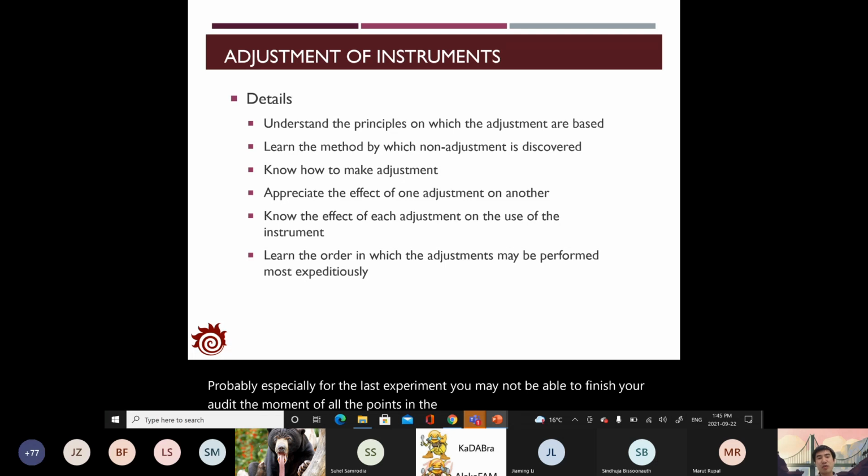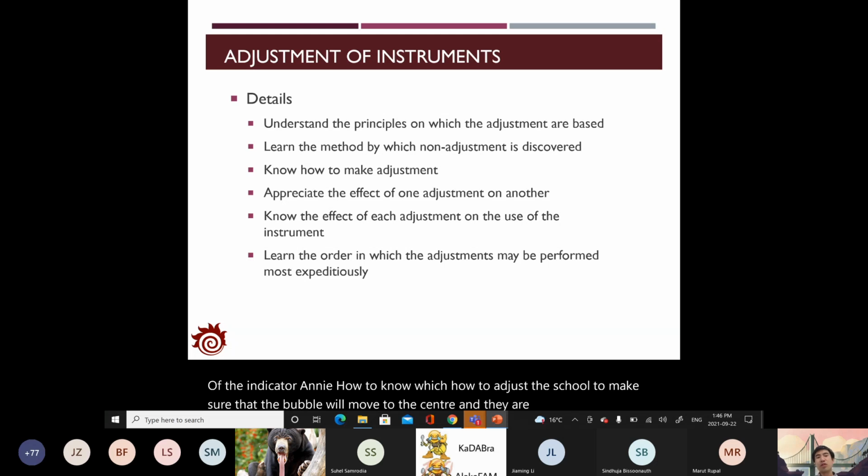So get familiar with the instruments and know how to adjust them correctly, which is very important. To do the adjustment, you should first understand the principle on which the adjustments are based. Especially, for example, for leveling, you need to make sure that the bubble is located in the center of the indicator. And you have to know how to adjust the screw to make sure that the bubble will move to the center.